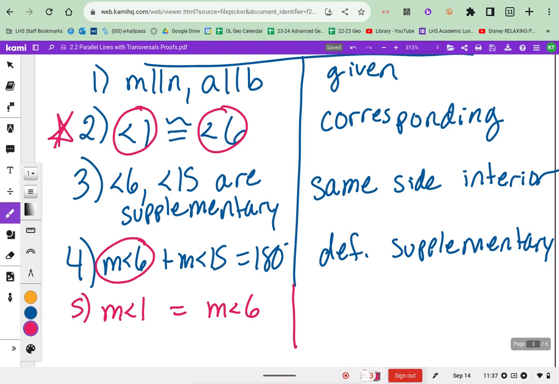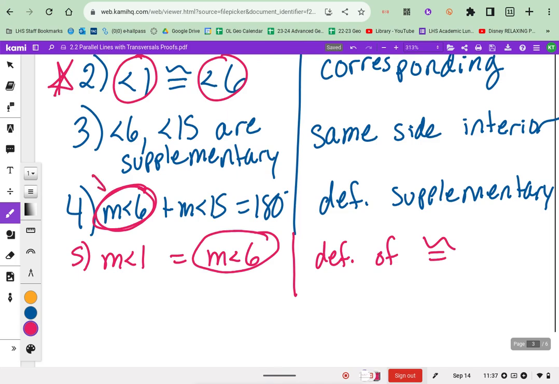What would be the reason? We always switch between congruent and equal by the definition of congruent. And if you're ever wondering what the reason for this is, remember, look back at your proofs toolkit and use one of those reasons. All right, so now I have measure of angle 6 and measure of angle 6. So I can take out that measure of angle 6 from step 4 and replace it with measure of angle 1. So now I can say measure of angle 1 plus the measure of angle 15 equals 180.